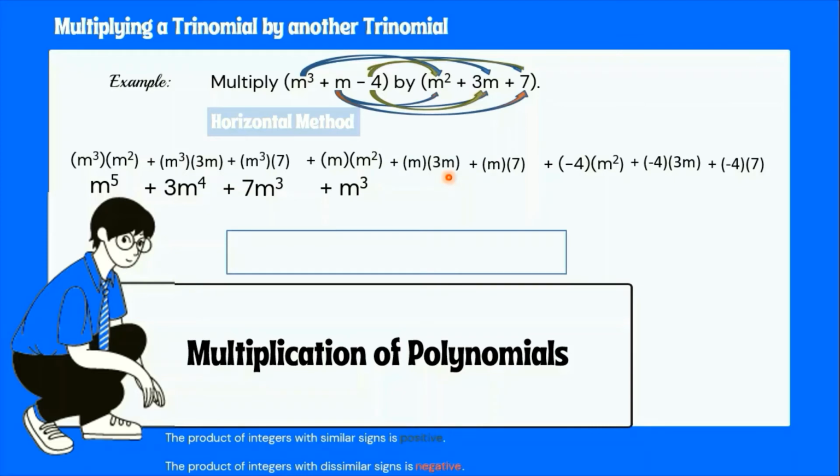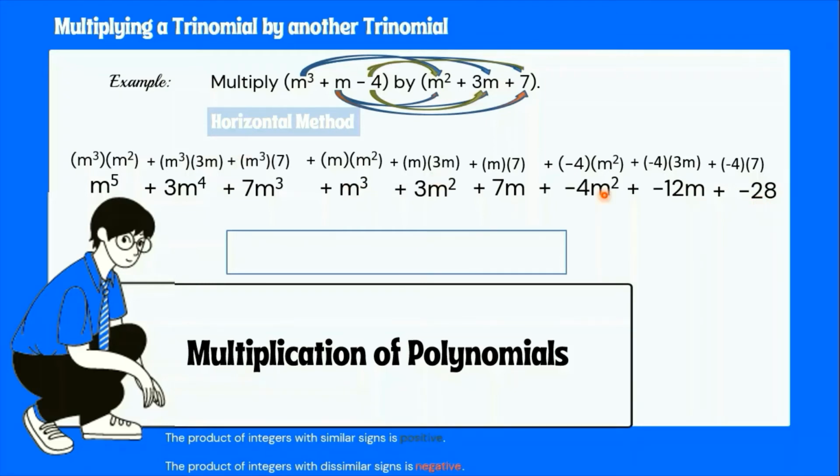Ito namang m multiplied by 3m ay magiging 3m squared. 3 multiplied to invisible 1 na literal coefficient ay 3. And then, 1 plus 1, dalawang invisible 1, magiging 2. Next, m multiplied to 7 ay 7m. Sumunod naman, negative 4 multiplied to m squared ay negative 4m squared. Ito namang negative 4 multiplied to 3m ay magiging negative 12m. Negative 4 times 3, different signs, kaya magiging negative yung ating sagot. And then copy the variable m. Negative 4 times 7 is equal to negative 28.